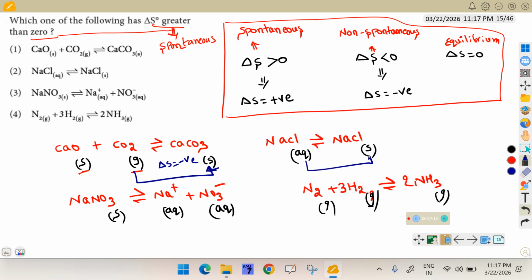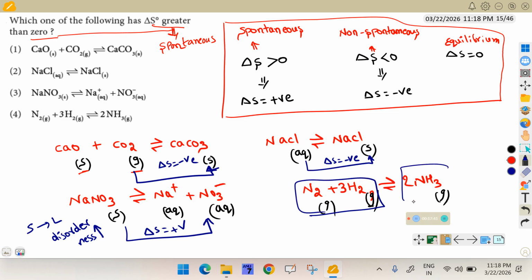Liquid is converted to solid, delta S value negative. Solid is converted to liquid, delta S value positive. Why? If solid is converted to liquid, then disorderliness increases. Particles randomly move in all directions. Here all are in gaseous state, but 4 moles of gas particles are converted to 2 moles of gaseous products. So here also entropy decreases. Why? The number of gas particles decreases. Correct answer is third option.